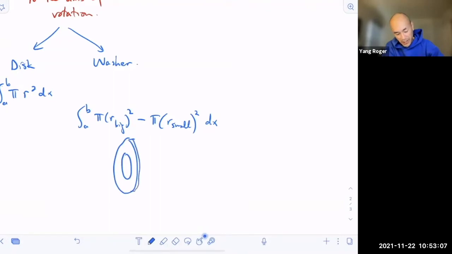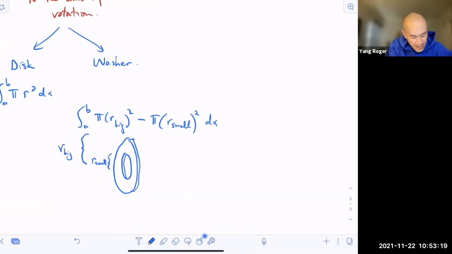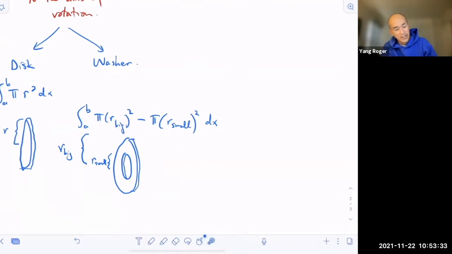If we draw a picture, the washer picture looks kind of like this. The distance from here to here is r small, and the distance from here to here is r big. On this other side, the picture looks something like this. This is the much simpler case. This is just r. The idea is that each of these will possibly depend on x, and x ranges from a to b. We can do the same thing with y values, so I'm not going to write those formulas down.